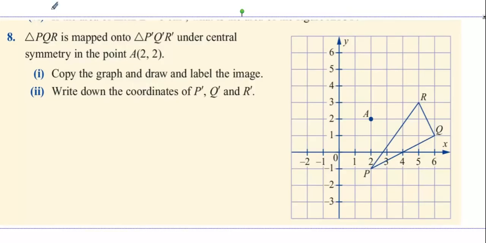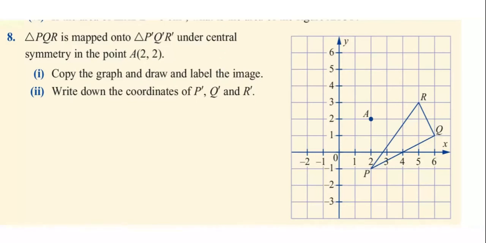Okay, now we're on to question 8. PQR is mapped onto P dash, Q dash and R dash under central symmetry in the point 2, 2. Copy and draw it out first, all right? So central symmetry. P to A is 3 up, go another 3 up, and we find out what P dash is. To go from R to A, you go 1 down, 3 across, and then you go another 1 down, another 3 across, and that'll be R dash. And Q dash is going to be 4 to the left, 1 up. Therefore, it's going to have to be another 4 to the left and 1 up. And there's your Q dash.